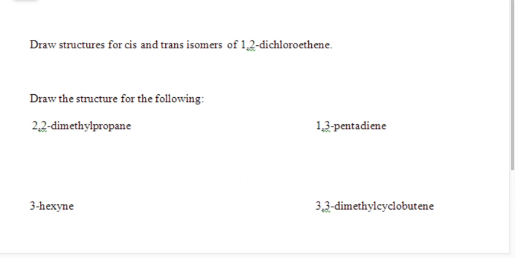All right. Draw structures for cis and trans isomers of 1,2-dichloroethene. Don't let it scare you. Ethene is what? 2 carbons. Okay, so look at how you draw ethene. That's ethene. So how would I draw chlorine for cis? Let's do cis first. I'll draw one here. How do I draw the other? Same way. That's cis. For trans, I'm going to draw one here. How would I draw the other? Trans. Okay?